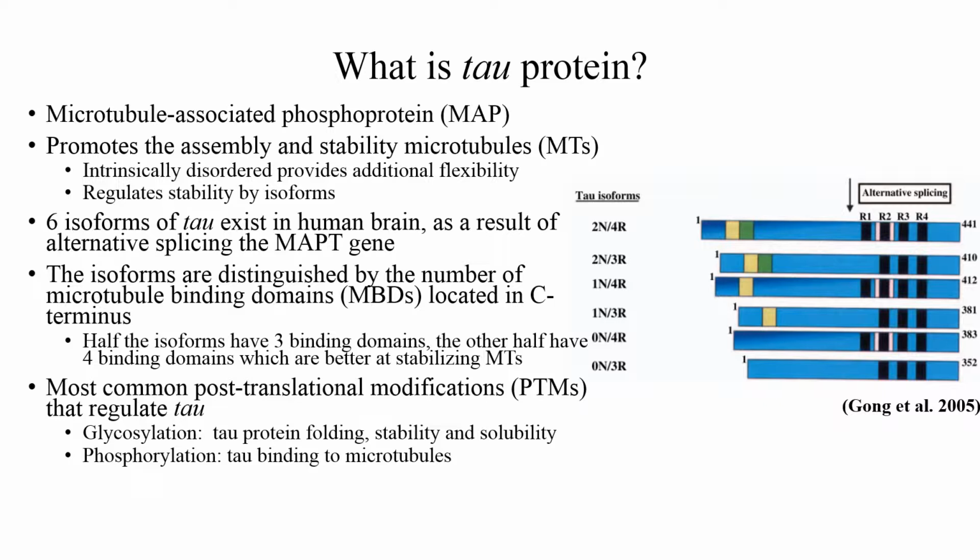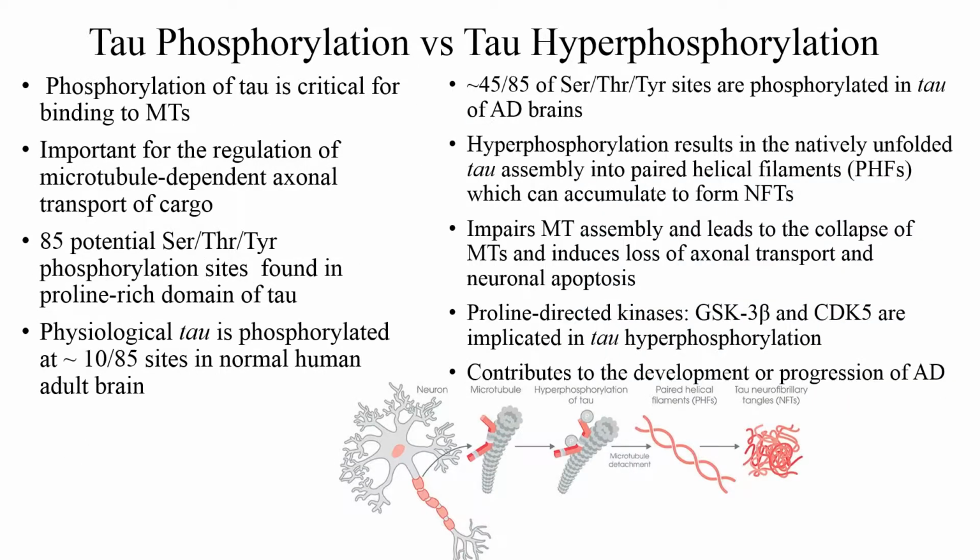The most common post-translational modifications that regulate tau are glycosylation, which affects tau's folding ability, stability, and solubility, and phosphorylation, which facilitates tau's binding to microtubules. As previously mentioned, phosphorylation of tau is critical for binding to microtubules, but it is also important for the regulation of microtubule-dependent axonal transfer of cargo.